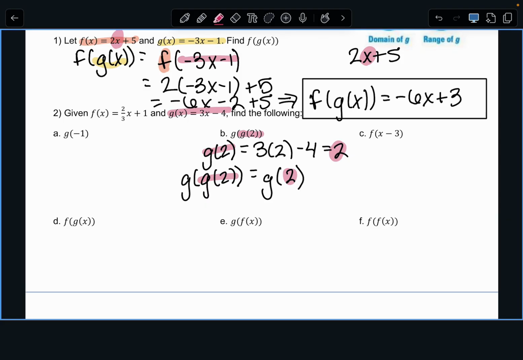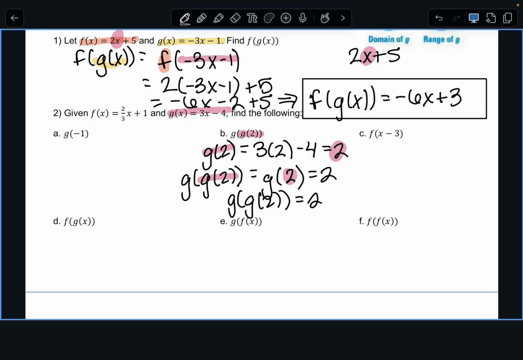This reduced to g of 2. We already found g of 2. What's g of 2? 2. I was about to be wrong. So my entire thing, g of 2, is just 2. It looks weird because there's a lot of 2's and there's a lot of g's. All we did was keep plugging in the new information that we got.